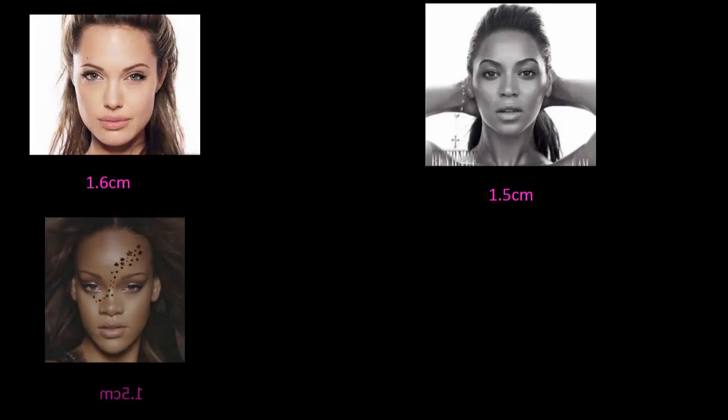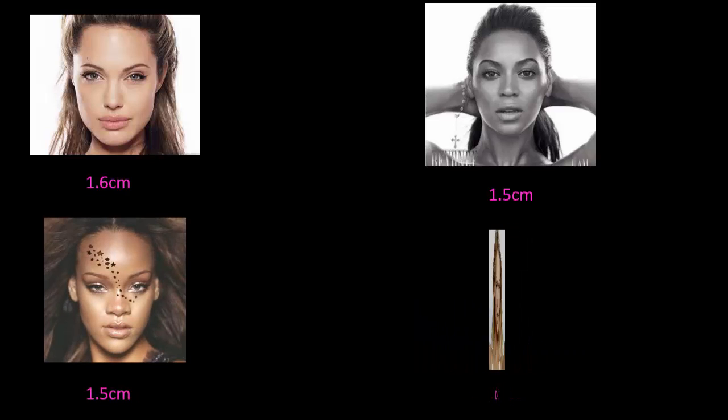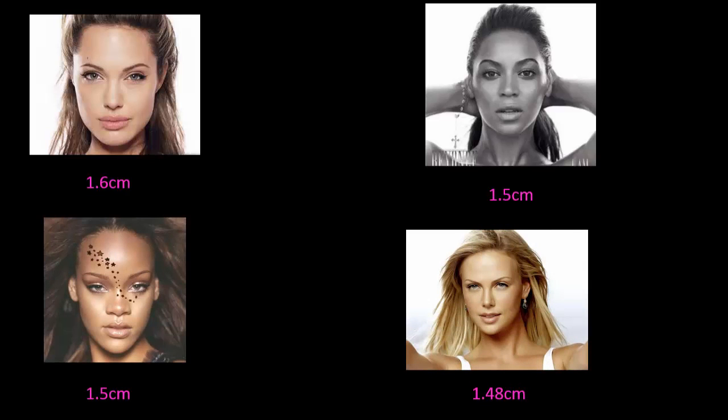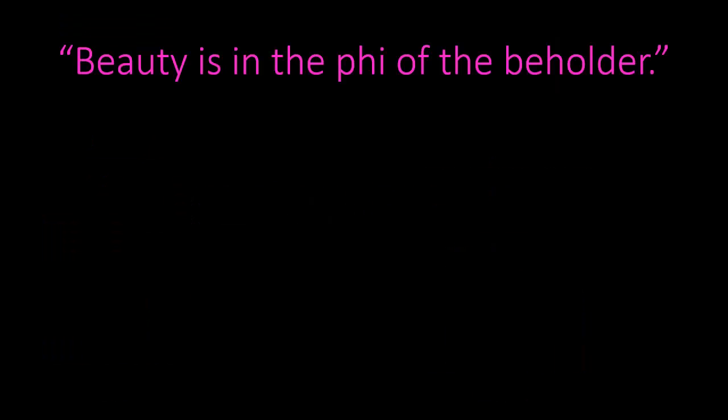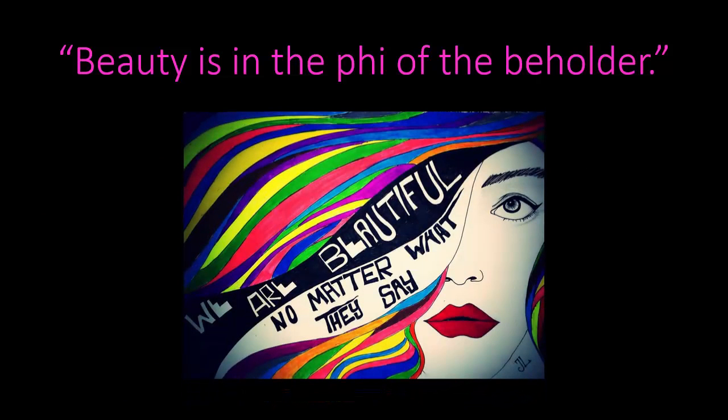Now, let's compare all four of our ladies. Angelina has a ratio of 1.6, Beyonce has a ratio of 1.5, Rihanna also has a ratio of 1.5, and Charlize has a ratio of approximately 1.48. So, according to our ratio estimate, who is the most beautiful of the four? You are correct. Angelina Jolie is the prettiest because her ratio is the closest to the golden ratio. But beauty is in the eye of the beholder. In the words of the great singer Christina Aguilera, we are beautiful no matter what they say.